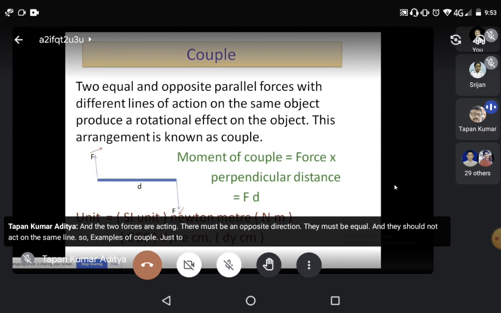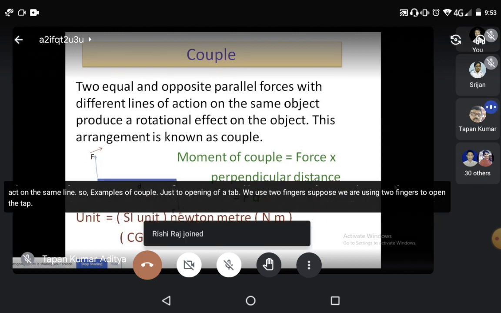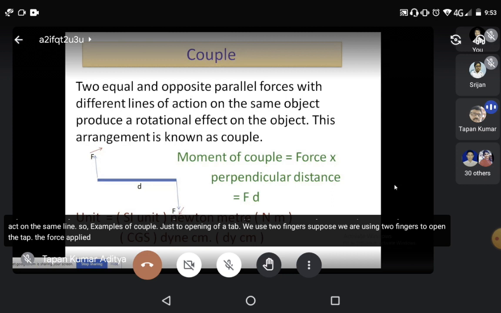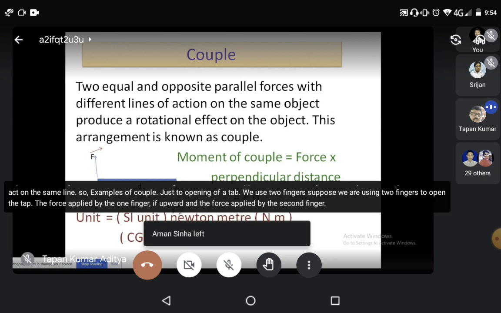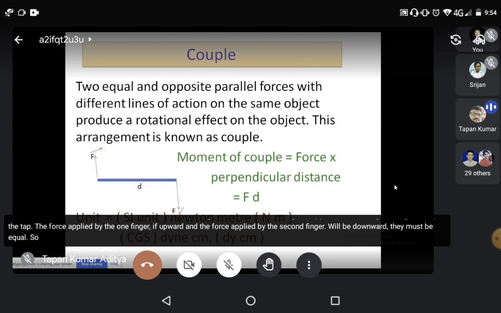Examples of couples: just opening of a tap. We use two fingers to open the tap. The force applied by one finger is upward, and the force applied by the second finger will be downward. They must be equal so that the object will rotate.